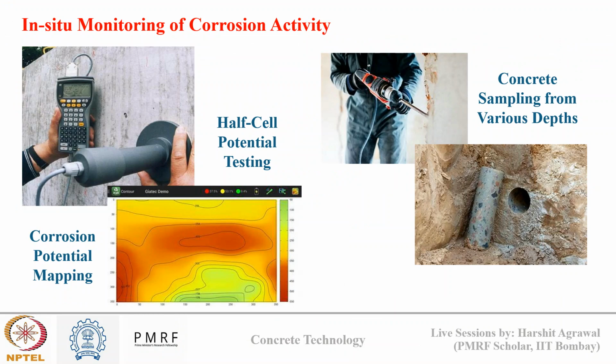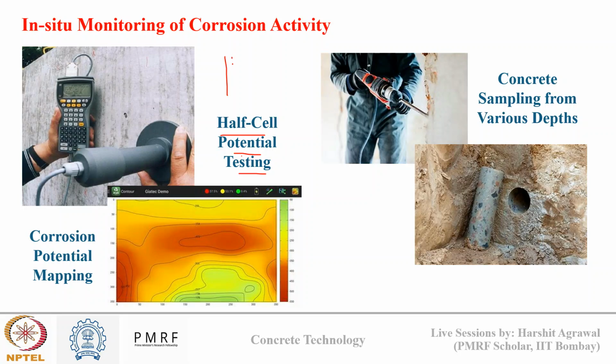Okay, so if we look into different ways in which we can detect corrosion in situ, one of the most commonly used techniques is the half cell potential measurement. Okay, so this method measures the electrical potential difference between an embedded steel and a reference electrode placed on the concrete surface.